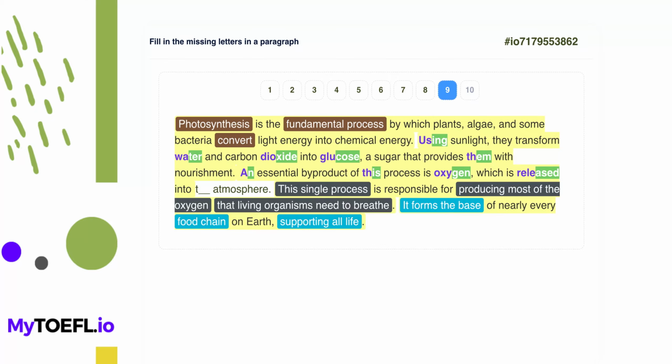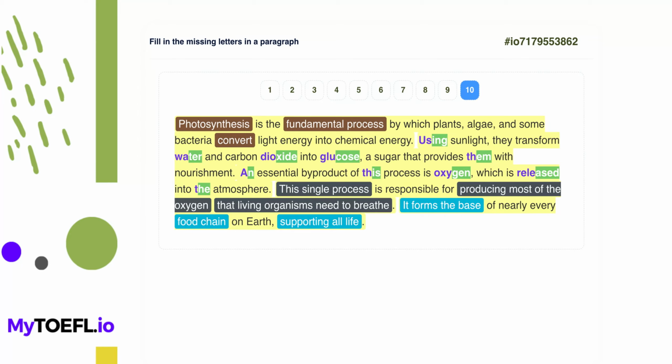Finally, we have the last blank before the word atmosphere. An essential byproduct of this process is oxygen, which is released into blank atmosphere. The question provides the letter T and contains two missing spaces. We need an article to specify atmosphere. Since there is only one atmosphere relevant here, we use the definite article. The starting letter makes it clear that the word is the.